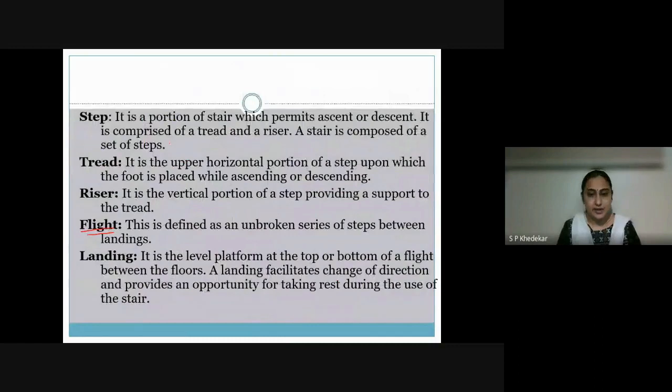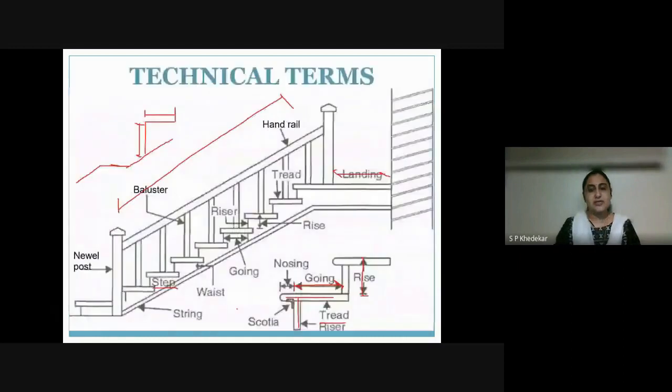Then comes the landing, again a very important element of a staircase. Landing is a level platform at the top or bottom of a flight between the floors. If we can see in this image, this is called a landing. Why landing is generally given is, according to the National Building Code, the survey that they have carried out is that after climbing some number of steps, we need to rest for a certain period of time before again climbing another set of steps. So to give a space for this rest, we provide landing. This is the first reason.